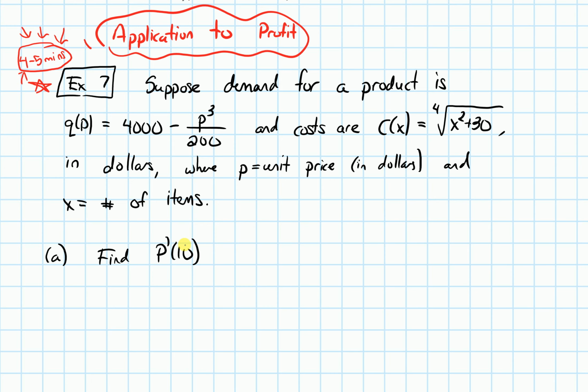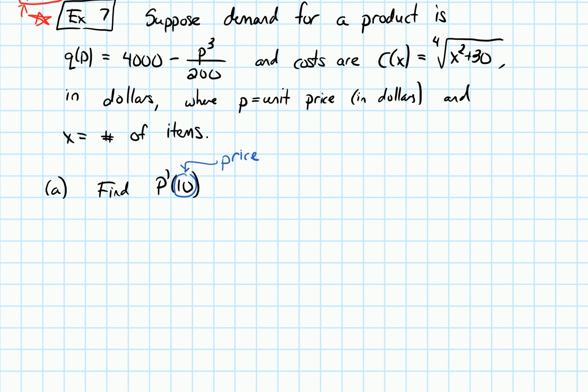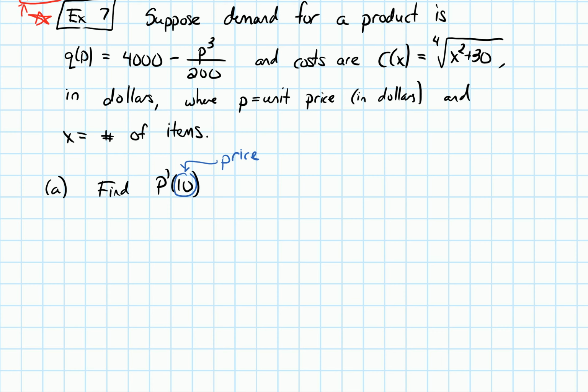So it's implied here that this 10 is in terms of price. So 10 here represents the price of $10. Okay, so we want to know what the derivative of profit is when the price is 10. All right, so profit is equal to revenue minus cost. So we need the revenue and we need the cost.